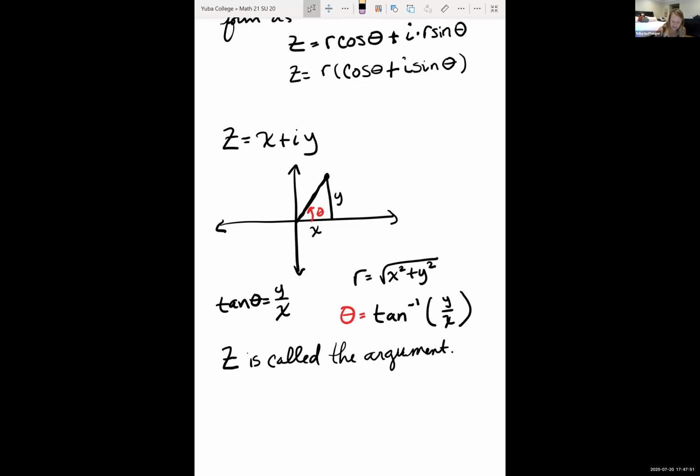And notice that the absolute value of z is equal to r.